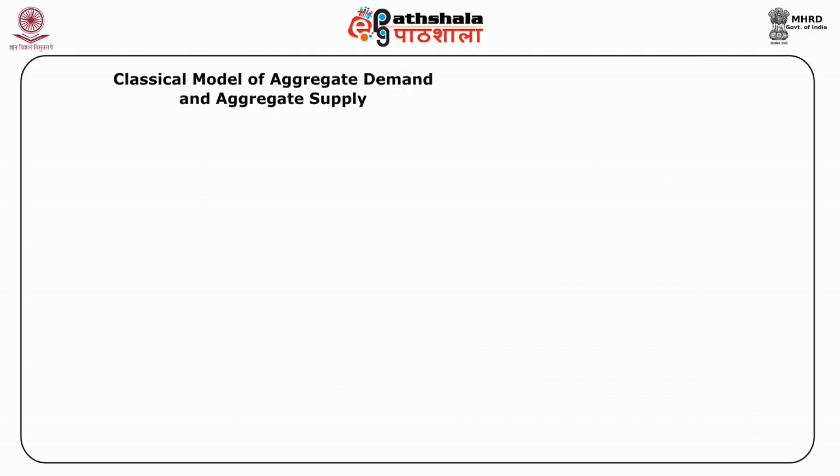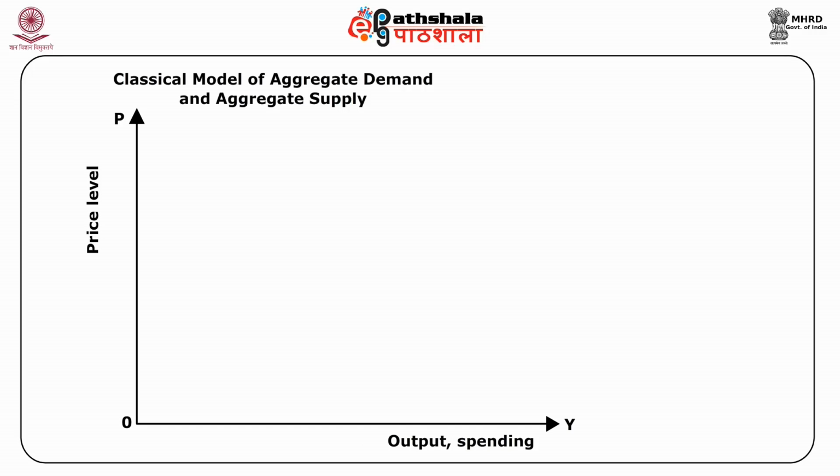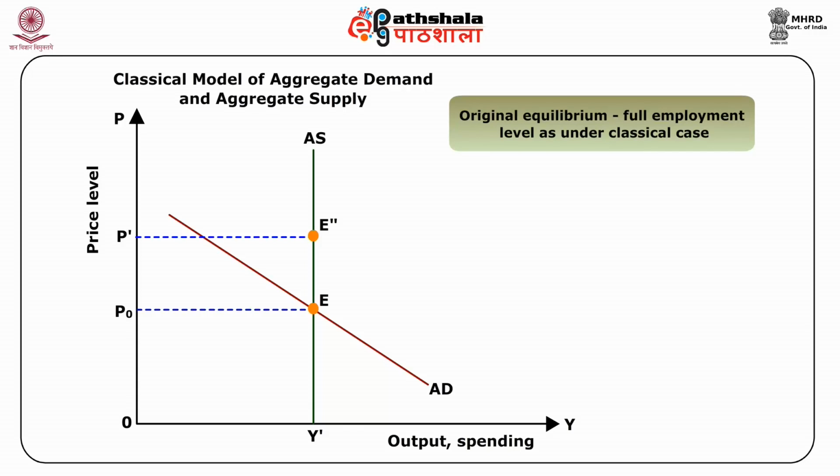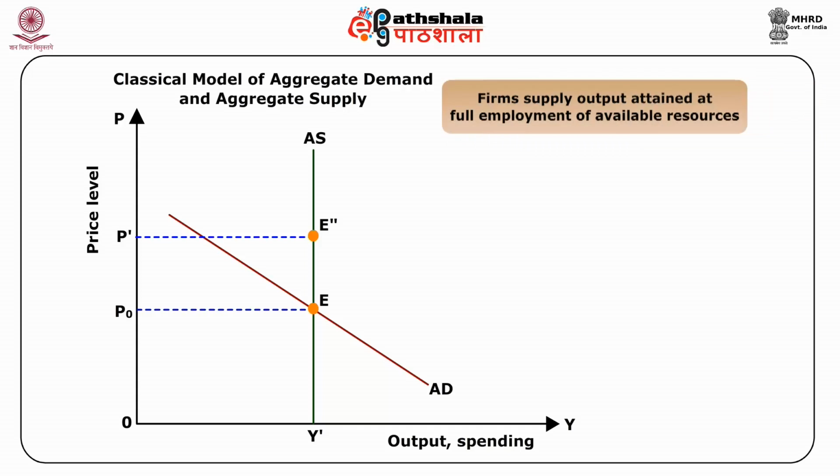We will now see the effects of a vertical supply schedule. The firms will supply the output Y star no matter the price level. We will do the working for an increase in aggregate demand. AS is the aggregate supply schedule. AD is the original aggregate demand schedule. E denotes the original equilibrium. It will have full employment level as under the classical case, firms supply output attained at full employment of available resources.